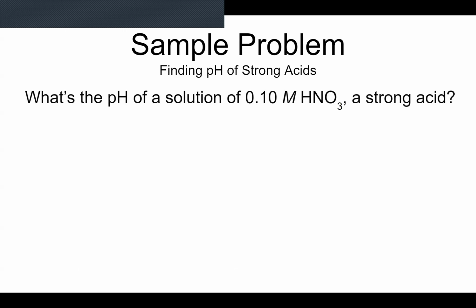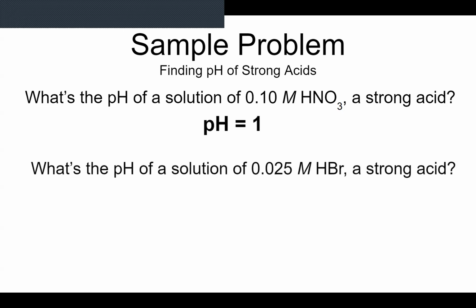Here's an example. Let's say we're given the task of finding the pH of a solution of 0.1 molar nitric acid, HNO3. And the problem even tells you it's a strong acid. To do this one, you would simply take on your calculator the negative log of 0.10. Hit enter, and you should get 1.